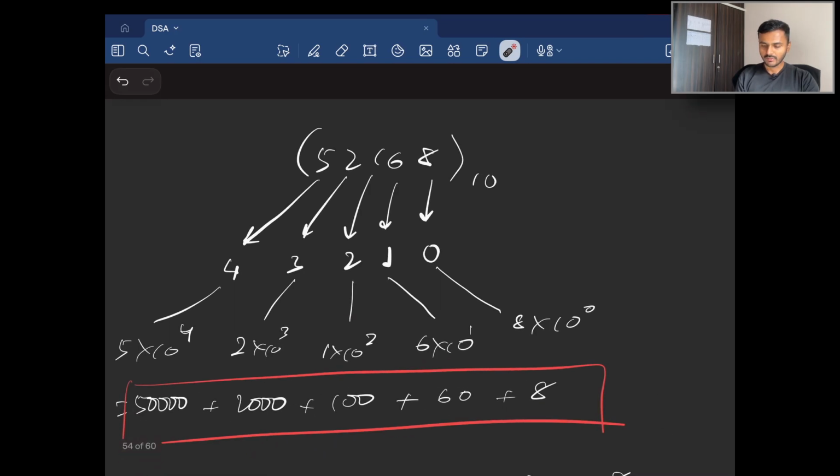So how are we going to solve this problem? Well, what we are going to do is take a number and divide that by 10. So if we do that, we get a quotient and a remainder.